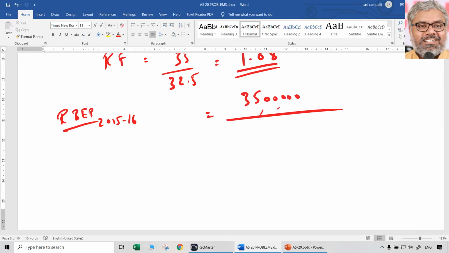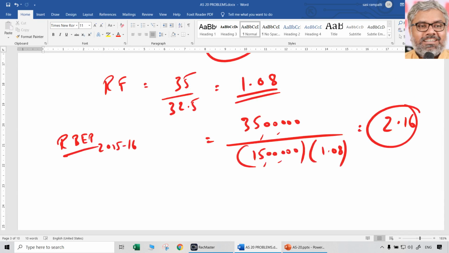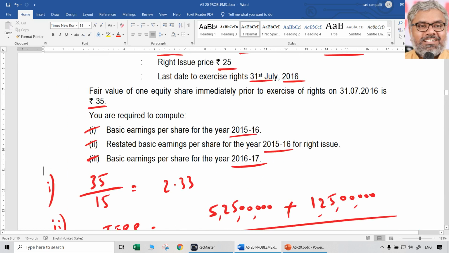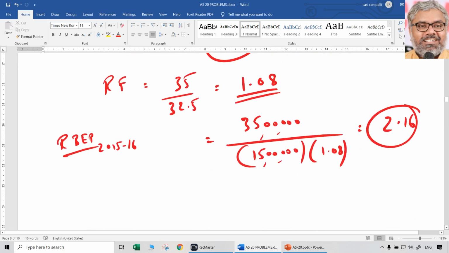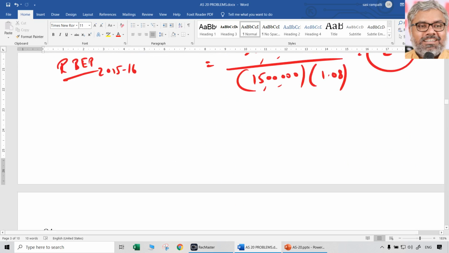But the denominator, what should we do? Number of shares are 15 lakhs. That number of shares should be multiplied with the right factor. Then what is the restated EPS? First of all, 15 lakhs into 1.08 means that will be 16 lakhs 20,000. So 35 lakhs divided by this will give us 2.16 as restated basic EPS for the last year, that is 2015-16. Original basic EPS was 2.33 for 15-16. Now it is 2.16 restated EPS.